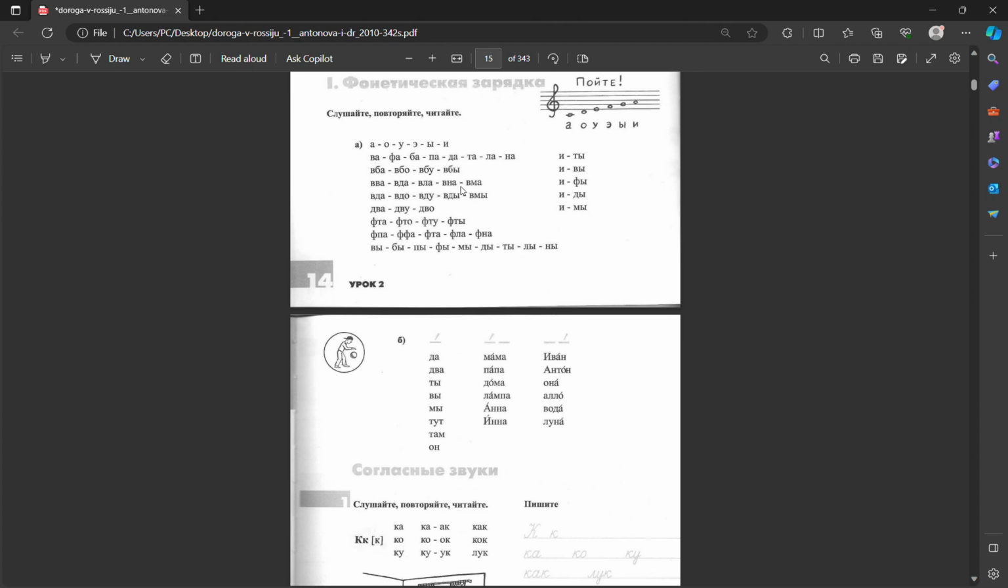Let's take another row of examples. Va. Here we have a double V, which means we pronounce the V for a long time. Va, just as I pronounced. Vda, vla, vna, vma. I will not take the second row because it depends on what we've just taken here. Let's move on to the other row.